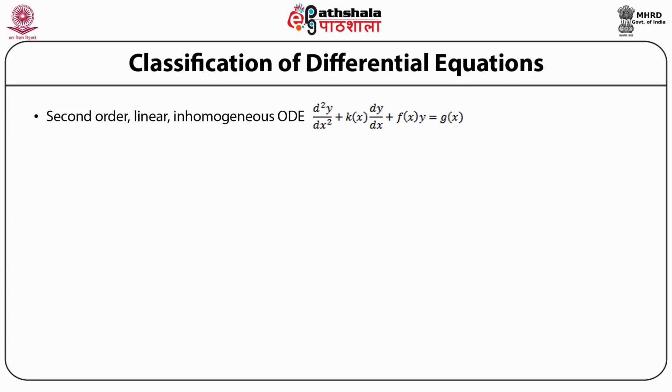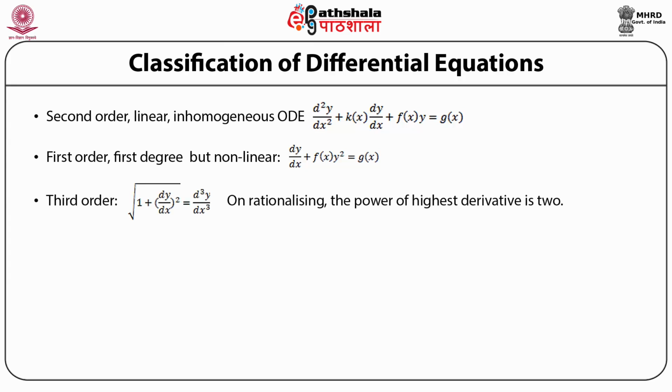Second order linear inhomogeneous ordinary differential equation example can be written as a d2y by dx square plus k of x into dy by dx plus f of x into y is equal to g of x. Next, the equation dy by dx plus f of x into y square is equal to g of x is of first order, first degree, as the power of the highest derivative dy by dx is 1. But the equation is nonlinear because of the presence of term y square.